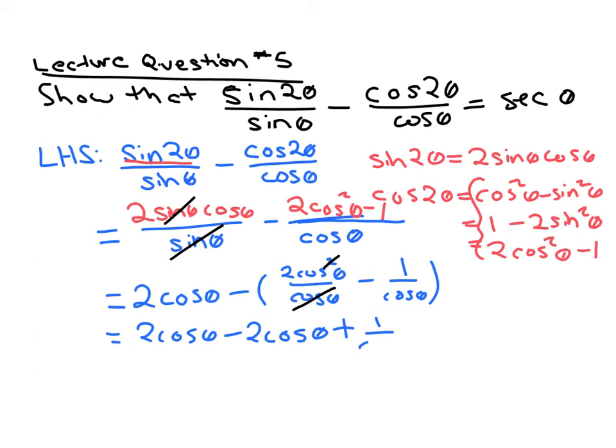Plus 1 over cosine theta. And now 2 cosine theta minus 2 cosine theta, those are gone. I'm left with 1 over cosine theta, which is equal to secant theta. So I've arrived at the right-hand side, and so I've proven this identity.